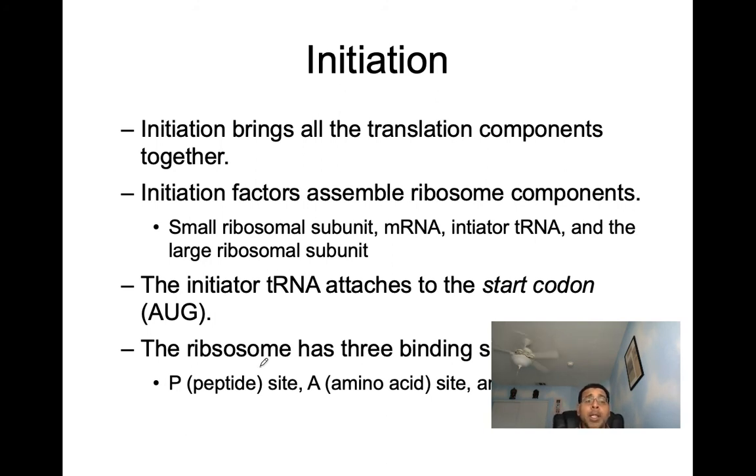Initiation is going to be the process that's going to be bringing all the translation components together. Initiation factors are going to assemble ribosome components. The small ribosomal subunit, the mRNA, the initiator tRNA, and the large ribosomal subunit all are going to get put together. The initiator tRNA attaches to the start codon, AUG, that segment we talked about. The ribosome has 3 binding sites, we said, for tRNA. P site stands for peptide site, A site, the amino acid site, and E site, the exit site.